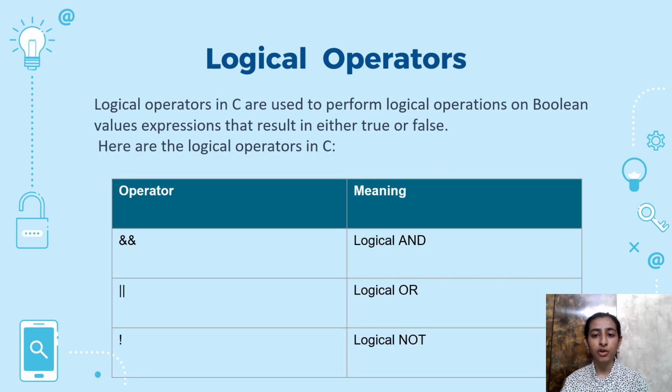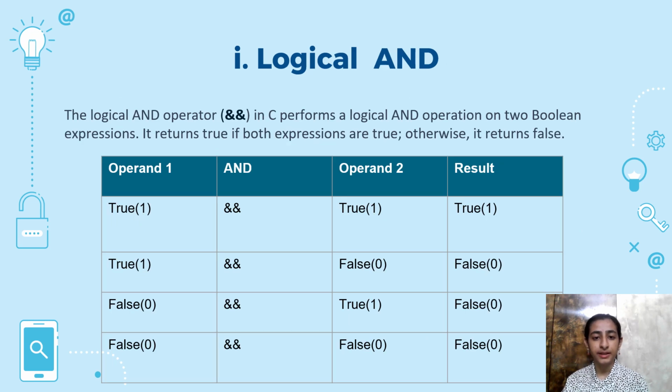Next, we have logical operators. Logical operators in C are used to perform logical operations on Boolean values, expressions that result in either true or false. Here are the logical operators in C. We have logical AND, logical OR, and logical NOT. Let us know these in detail.